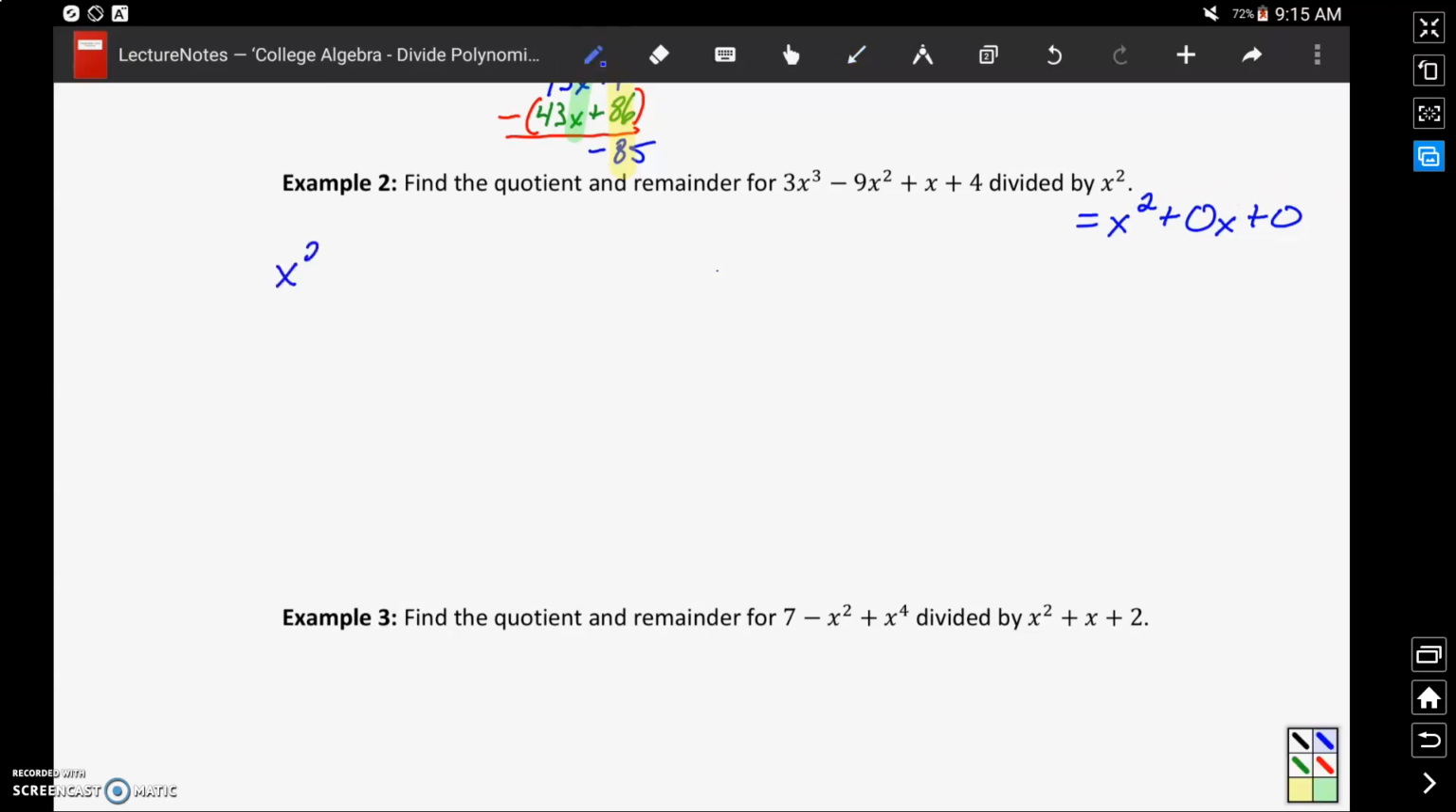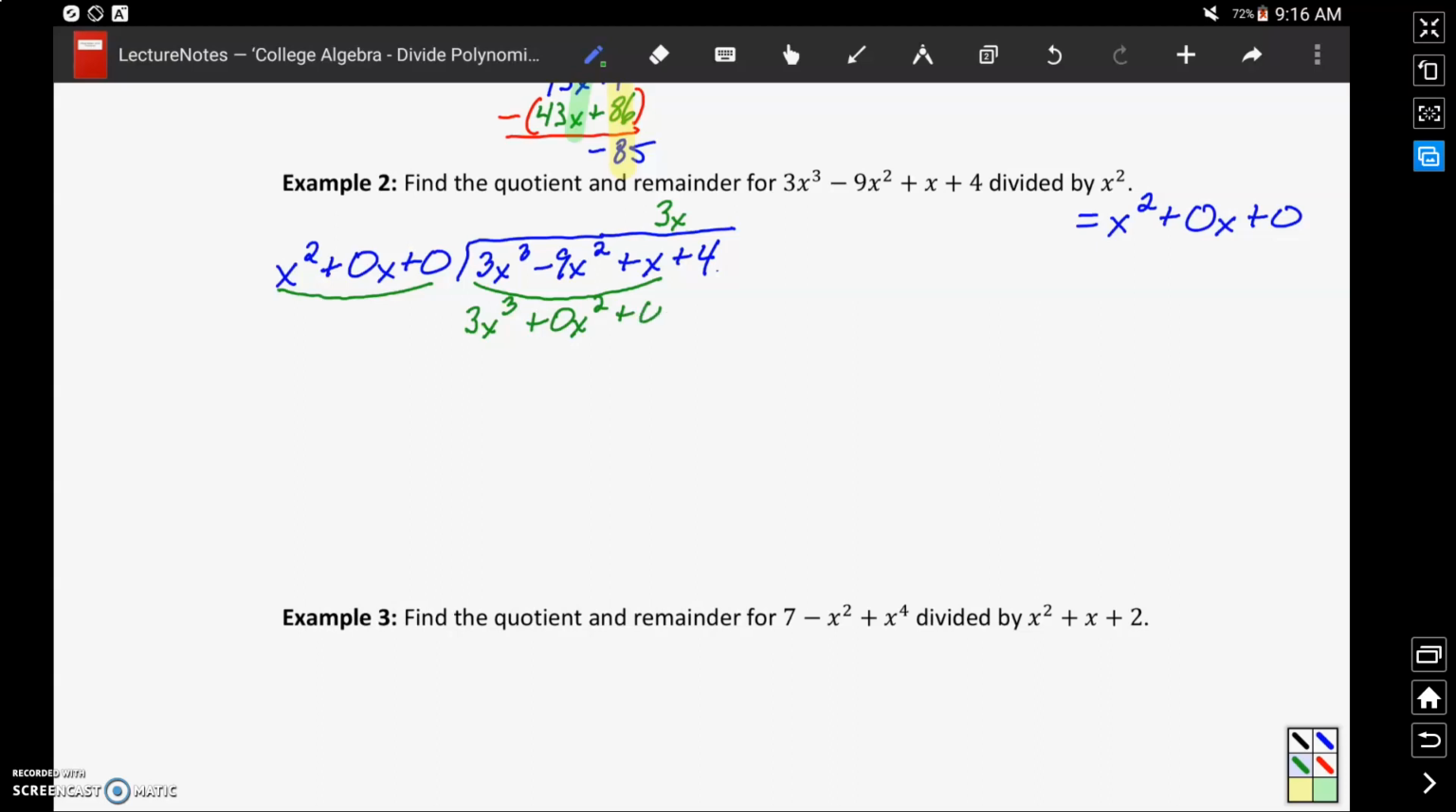That means in this case we'll be taking x squared plus 0x plus 0 and dividing that into 3x cubed minus 9x squared plus x plus 4. Our process starts the same, except that now, since we have three terms we're dividing by, we need to look at dividing into the first three terms. And here we'll multiply by 3x in order to get x squared to become 3x cubed. Multiplying by 0x will give us plus 0x squared, and multiplying by 0 will give us 0x.